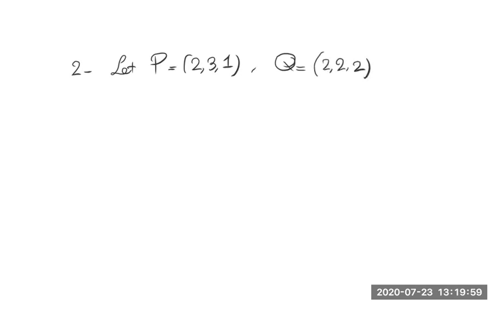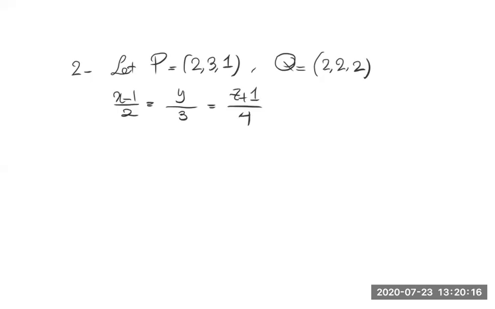So let's look at the question you asked, the second question of the exam. Let P be 2, 3, 1. Let Q be 2, 2, 2. Consider the line which passes through P and Q. Does it intersect this other line: x minus 1 over 2, y over 3, z plus 1 over 4? Do they intersect or not?